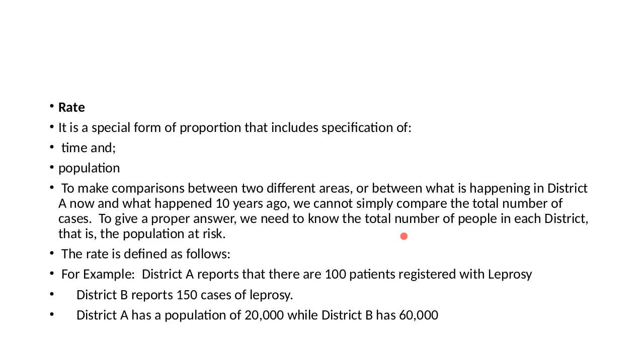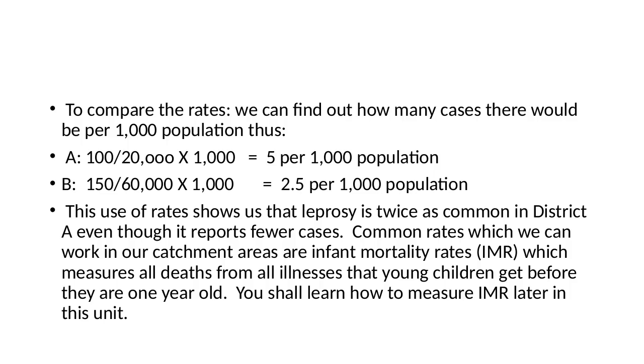So this can be defined, for example, district A reports that there are 100 patients registered with leprosy. District B reports 150 cases of leprosy. District A has a population of 20,000, where district B has 60,000. So to compare the rates, we can find out how many cases there would be per 1,000 population. So we are including an aspect of population here.